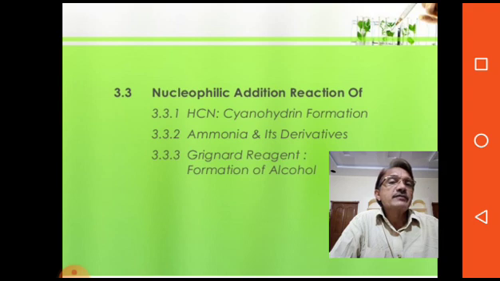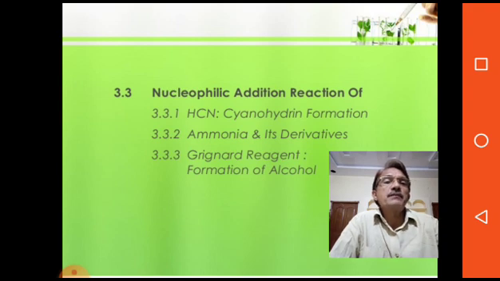Grignard reagent. Aldehydes and ketones may also react with Grignard reagent. When they react with Grignard reagent, we get alcohol. When an aldehyde reacts with a Grignard reagent, we get a primary alcohol. When a ketone reacts with a Grignard reagent, we get a secondary alcohol.